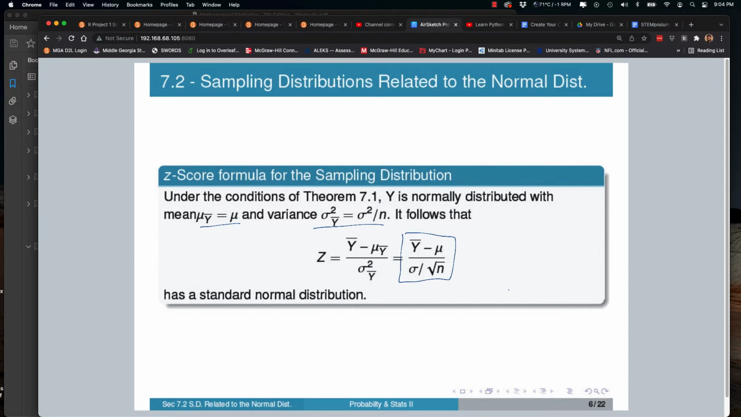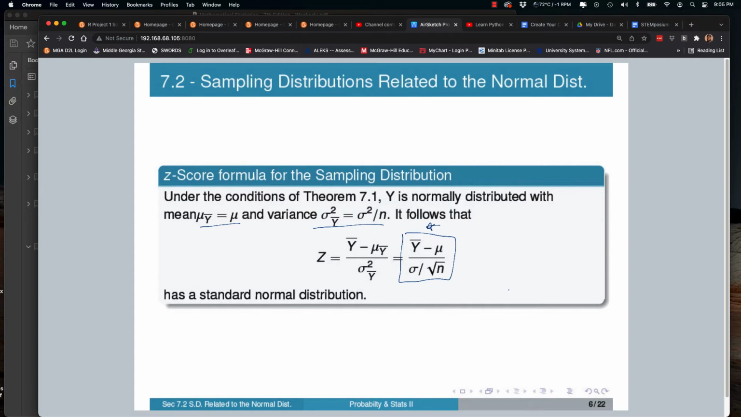You'll see different variations on this, but it's pretty much a similar concept. The book writes this as the square root of n times y bar minus mu over sigma. Either way is an acceptable way. I'm just so used to this way, I don't worry about rewriting it a different way. So write it the other way if you really want to.